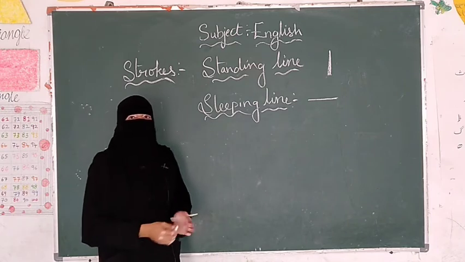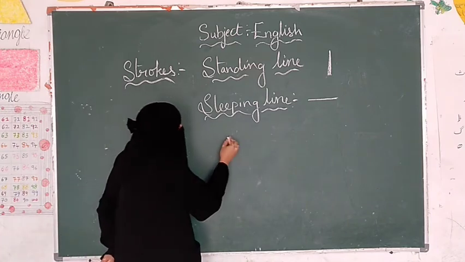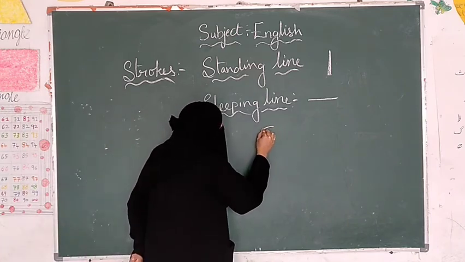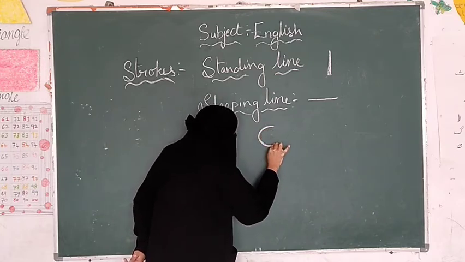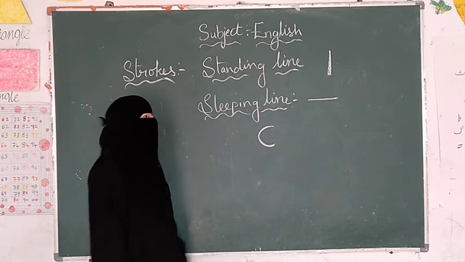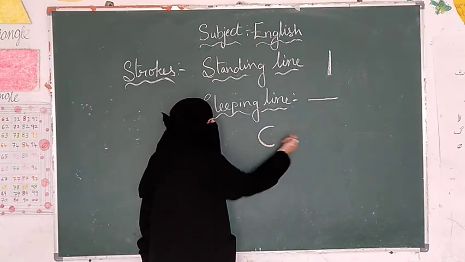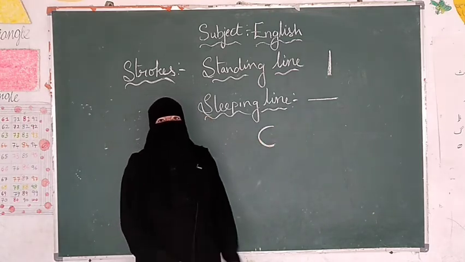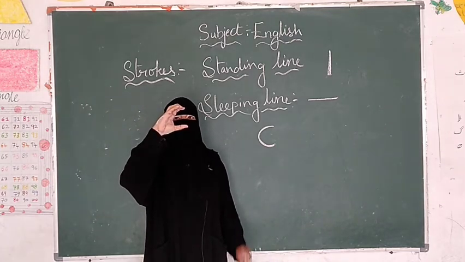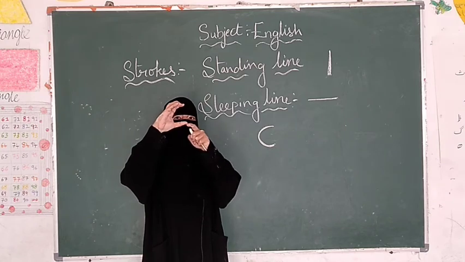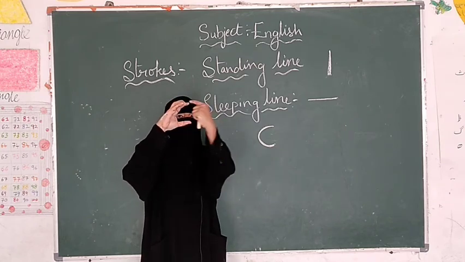Now next we come to the half curve. So this one is a half curve towards the right direction. The open of this curve is towards the right direction. See, with your hand you can make it like this also. This one is a half curve.